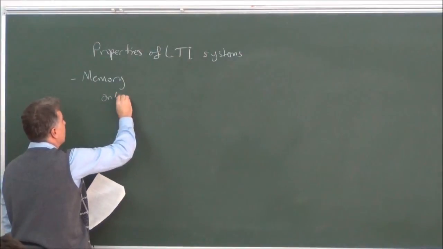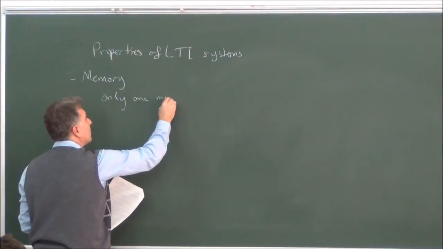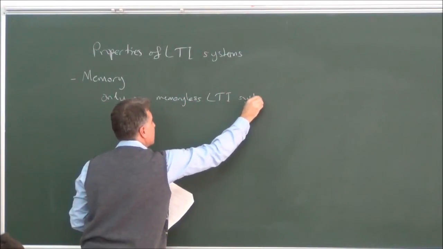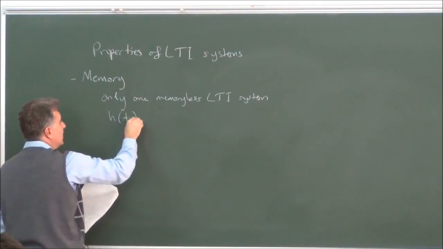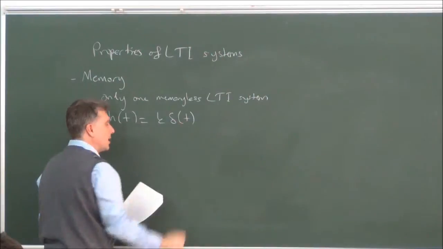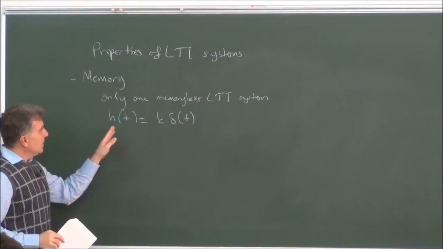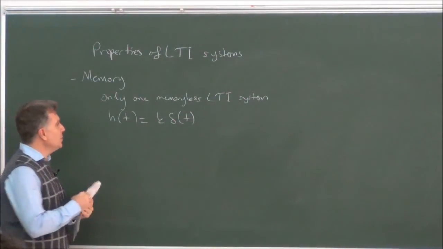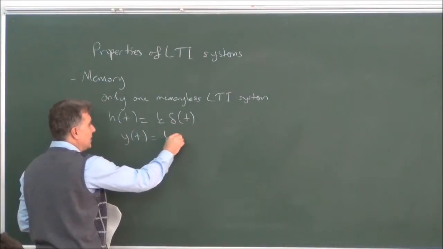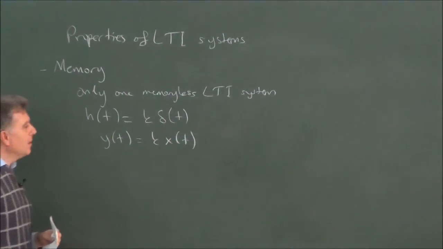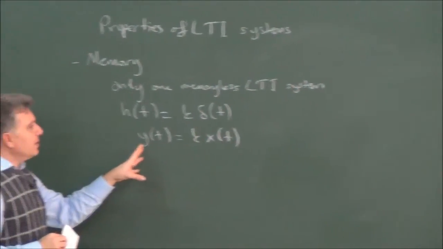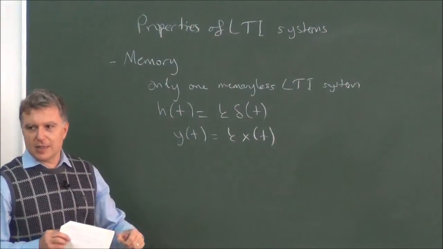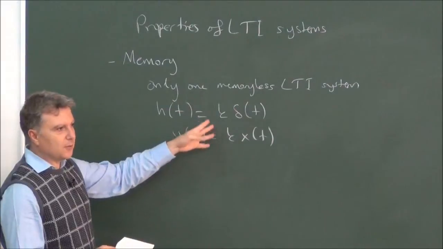So let's write it. There is only one memoryless LTI system. That is with an impulse response of h of t equals k times delta t. What is that? The impulse response is the same as the impulse that we input, which means y of t is equal to k times x of t, by the way. And over here, there is no memory because the output is immediately the same value as the input. It is just being amplified or attenuated by a scaling factor of k.